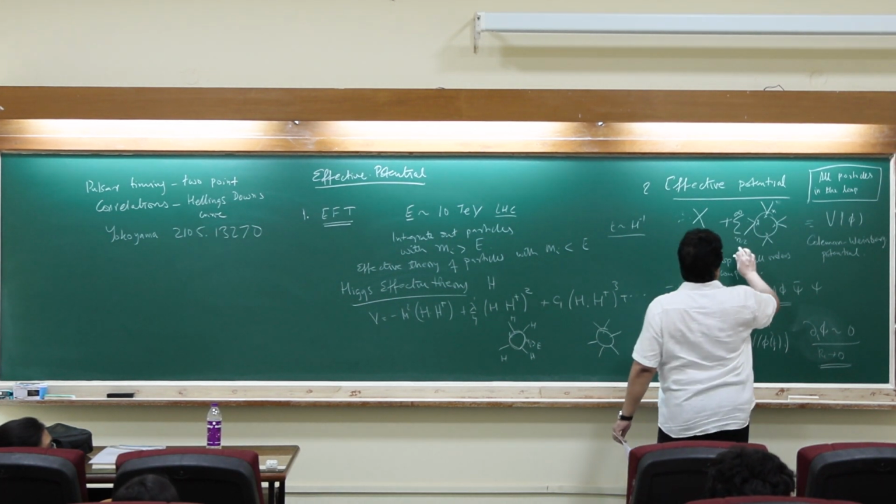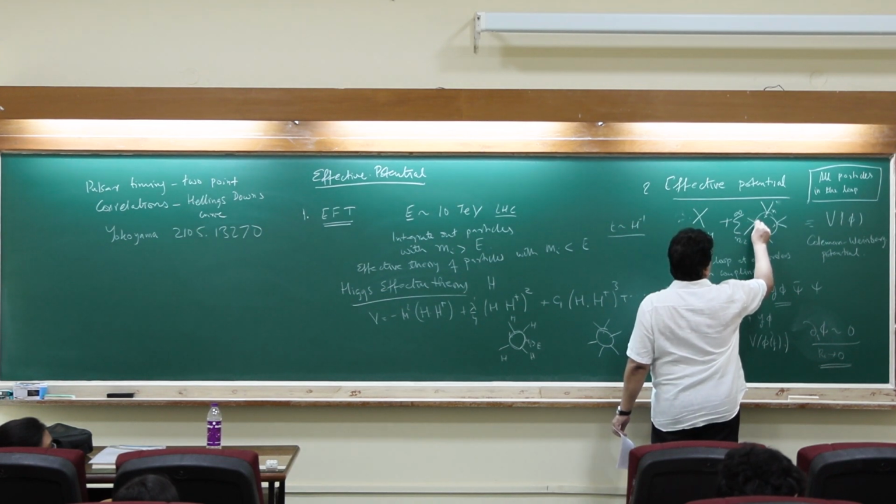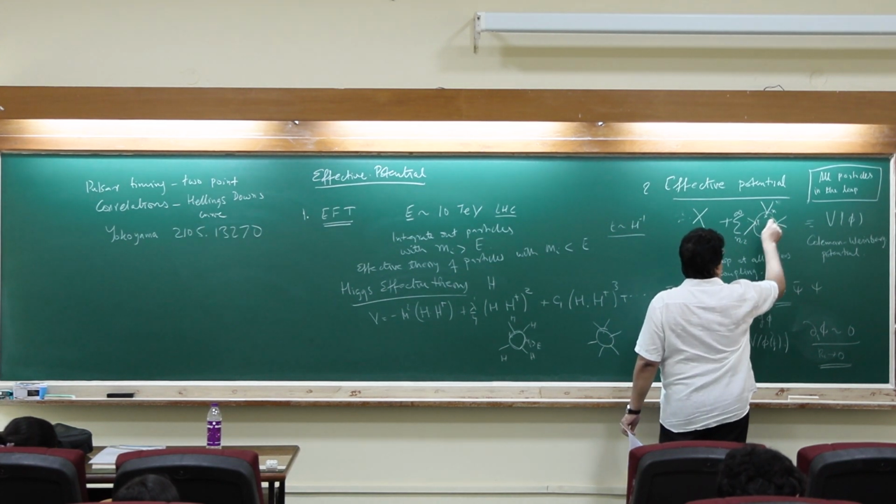So this is the sum over all diagrams where you have n vertices.